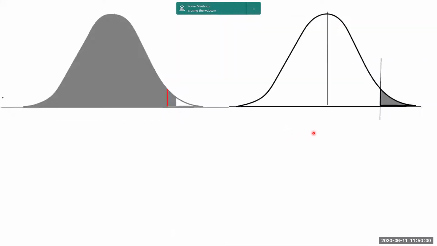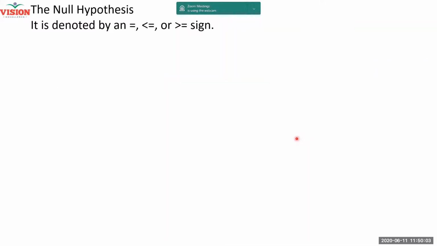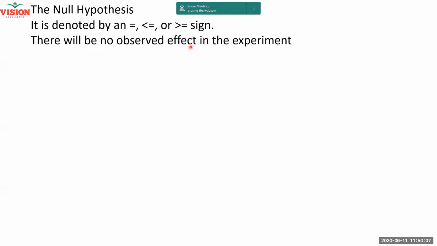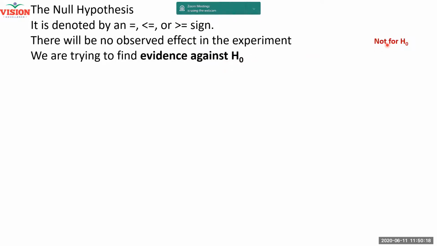The same thing, I will just go through this. The null hypothesis is denoted by H0; you know it, there will be no observed effect in the experiment. We are trying to find evidence against H0. Please note, we are trying to find evidence against H0, not for H0. We are not trying to prove that he is true, that he is innocent, right? We are trying to prove evidence only against the null hypothesis.